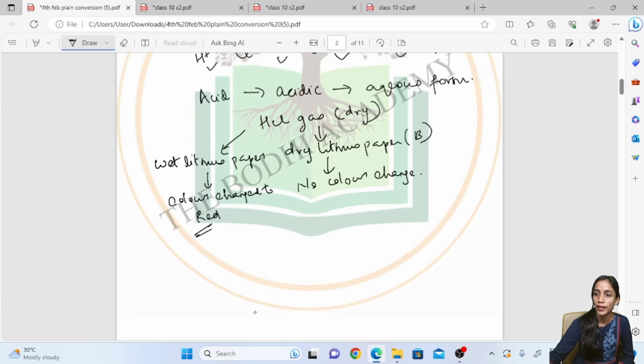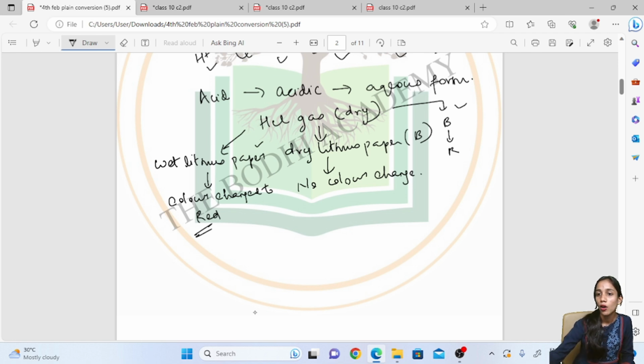What if you had to moisten the gas? That time also the color change would be blue to red. So these cases indicate that for showing its acidic properties, the acid should be in aqueous form.